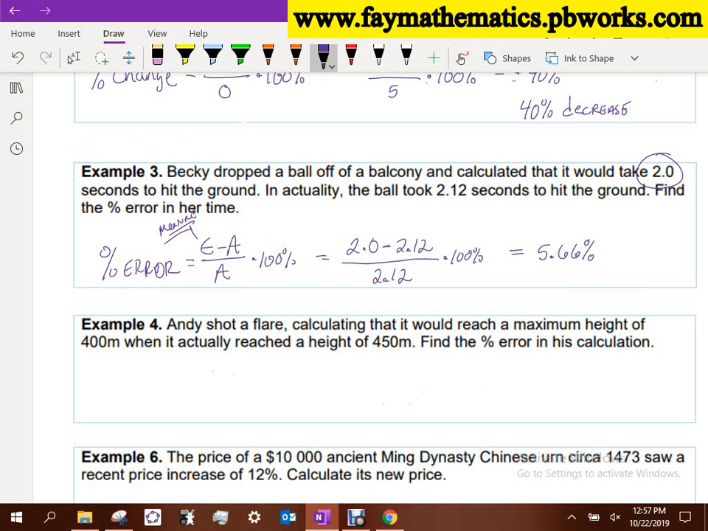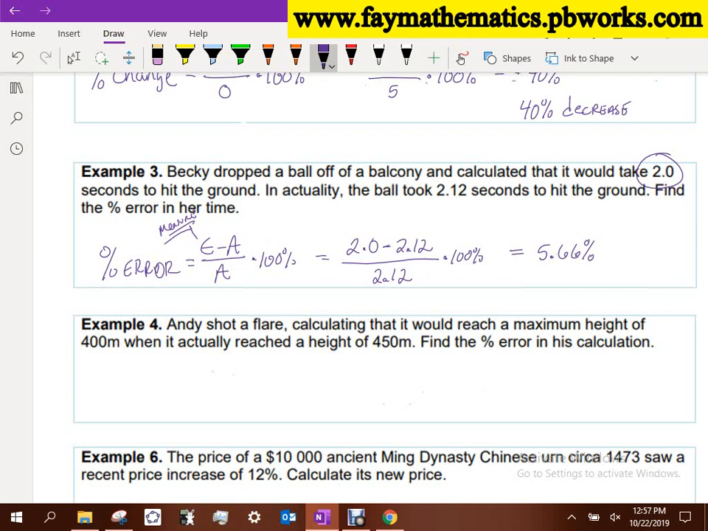5.66% error. What percent error allows us to do, guys, is basically say how close we were to the actual answer as a percentage. So when I say 2.0 and 2.12, they're close to one another, but how close are they? That 5.66 gives me a better idea of how to compare their closeness.